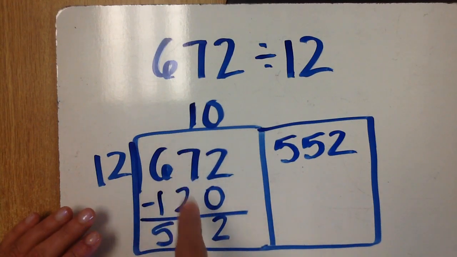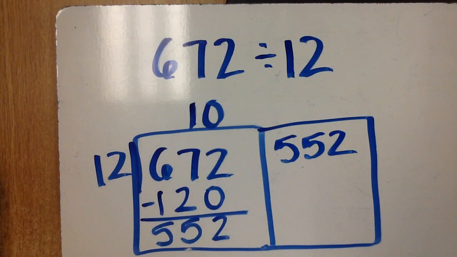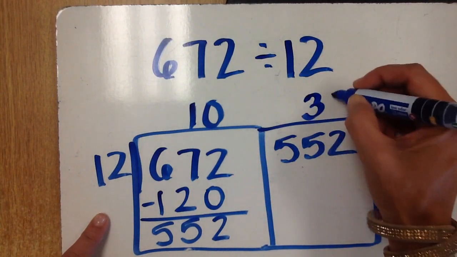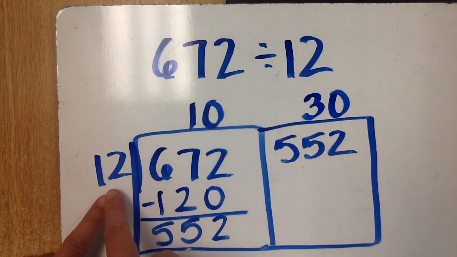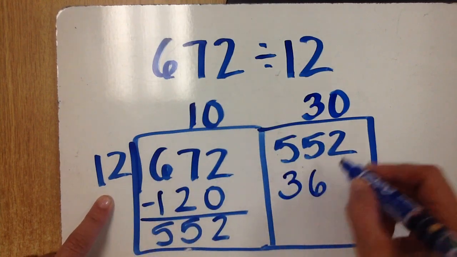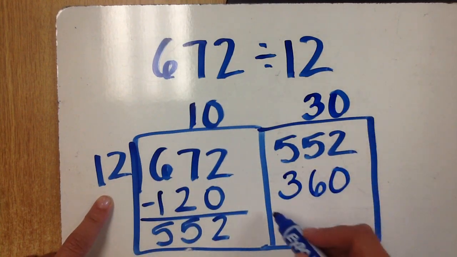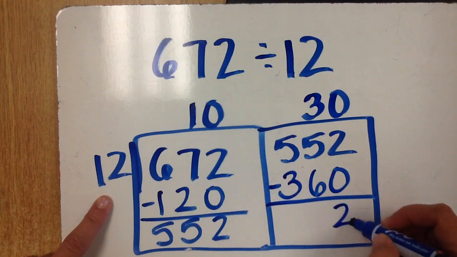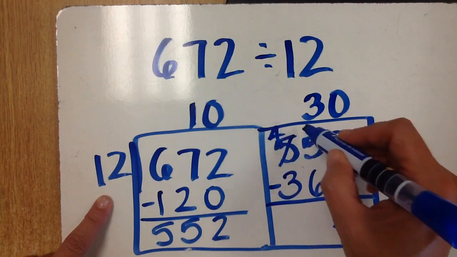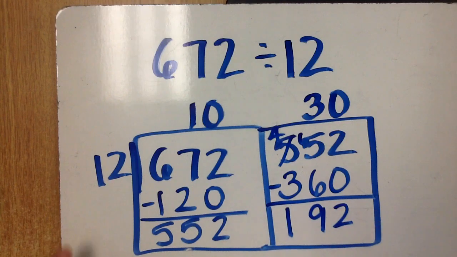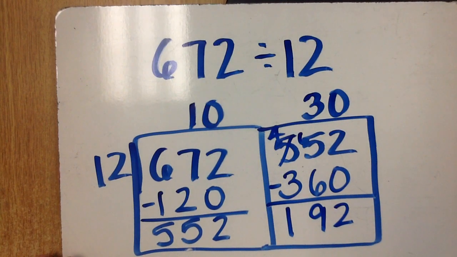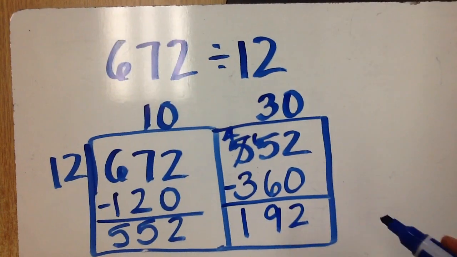So instead of 10 this time, maybe I'll decide I want to use 20 or 30 because I know what 3 times 12 is. So I'm going to try 30. I know 3 times 12 is 36. And then I have my power of 10 right there. And then I can subtract. And I have 192 left over. So I know from what I did with my group of 10 over here that that takes 120.